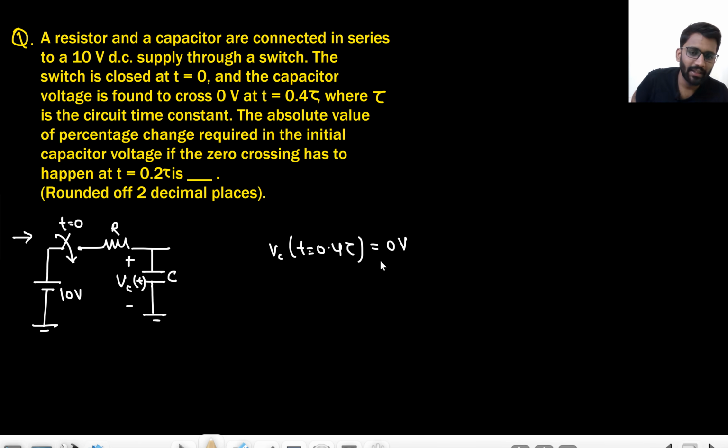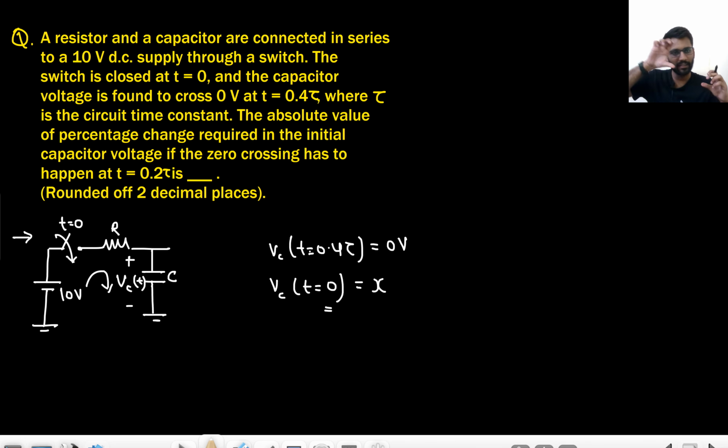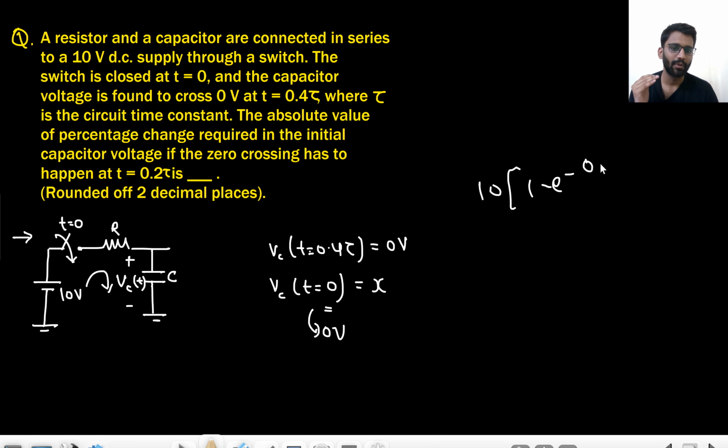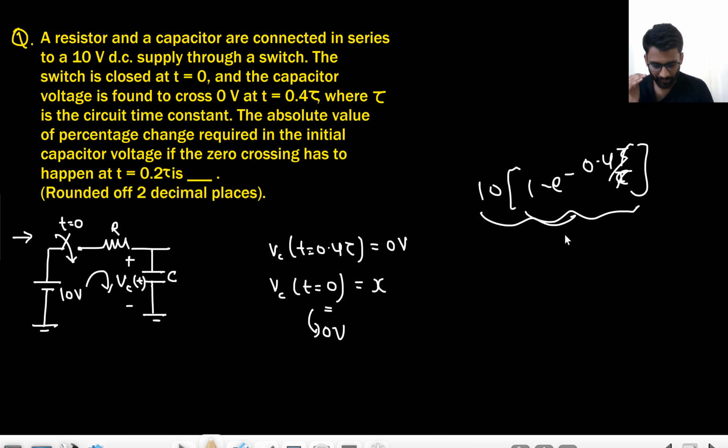For this circuit, if you are getting 0 volt at t equals to 0.4τ, that means at t equals to 0 the capacitor voltage is some x. It is not 0, because if it was 0 at t equals to 0, it would have charged towards 10 volt. How much would it have gained at 0.4τ? 10 into 1 minus e to the power minus t upon tau. So 0.4τ and tau get cancelled, giving 10 into 1 minus e to the power minus 0.4. So it would have gained 3.92 volt, right?